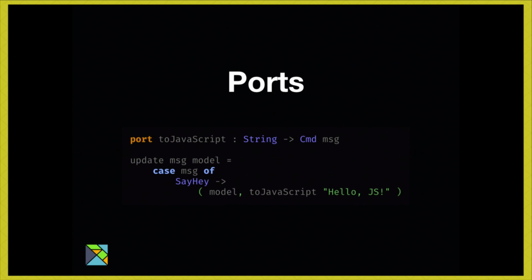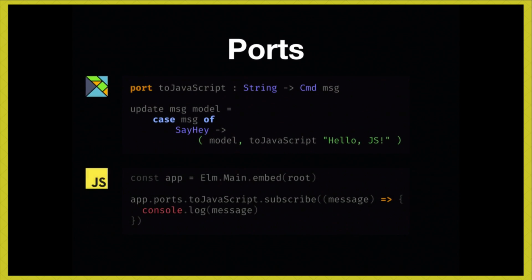Finally, I'm going to just blow past ports. Ports are how you interoperate with JavaScript. So if you want to send things to JavaScript, or get things back from JavaScript, you use ports. And by defining port toJavaScript, you get a function that returns a command. So in our update function, if the message was say hey, we can call toJavaScript with the string "hey, hello.js". And when we return that from our update function, the Elm runtime will make sure that it passes that to JavaScript. The way that it does that is when you define your Elm program and embed it, you can look at app.ports.toJavaScript and subscribe to any messages that come off that. And inside this function, you can do whatever you want. You can pass it into your own JavaScript thing.